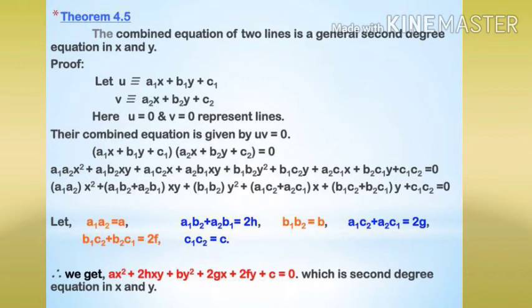It is not homogeneous because all the terms do not have the same degree. So when the lines are not passing through the origin, we get a general second degree equation in x and y.